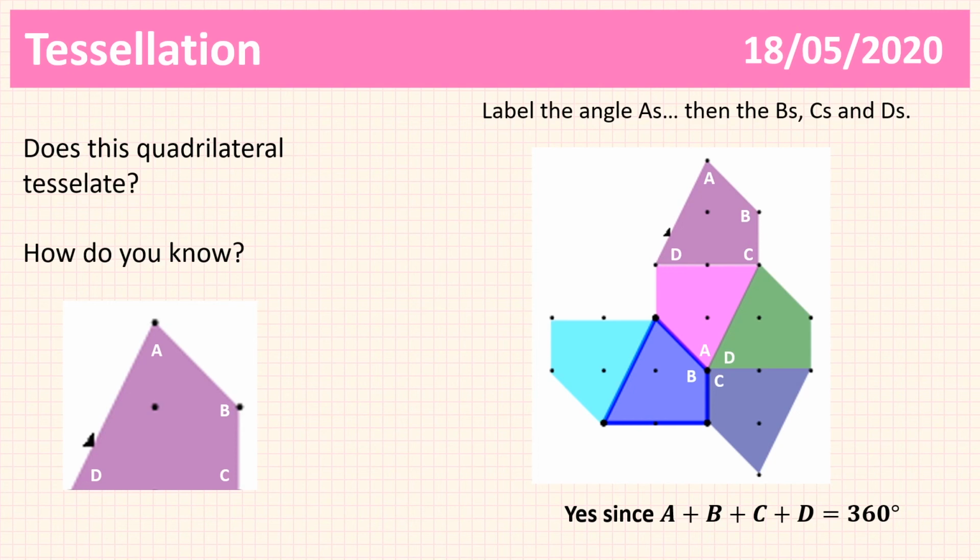So the key thing to take away from this is shapes will tessellate if the interior angles around a point sum to 360. If they don't sum to 360, they will not tessellate. Now you can go off and use that information how you like.